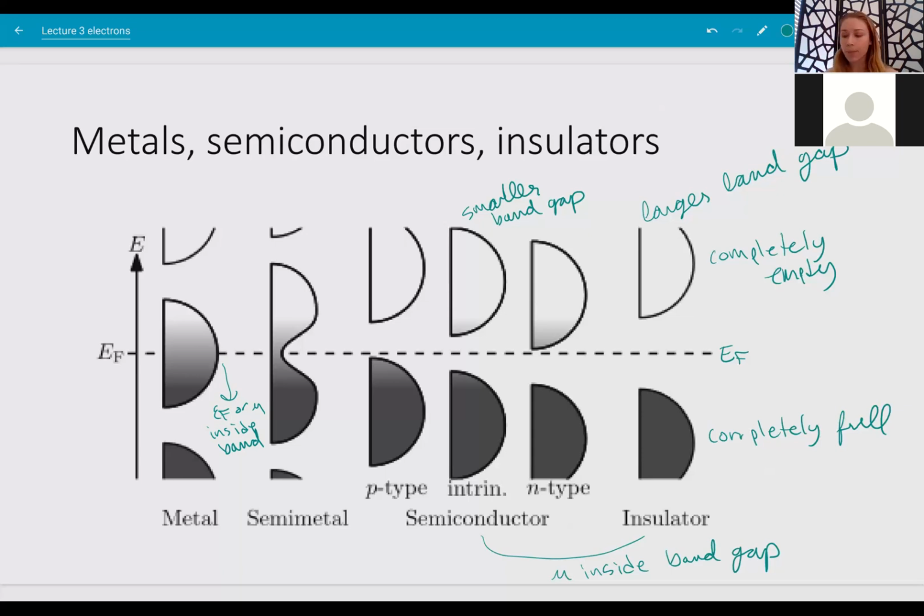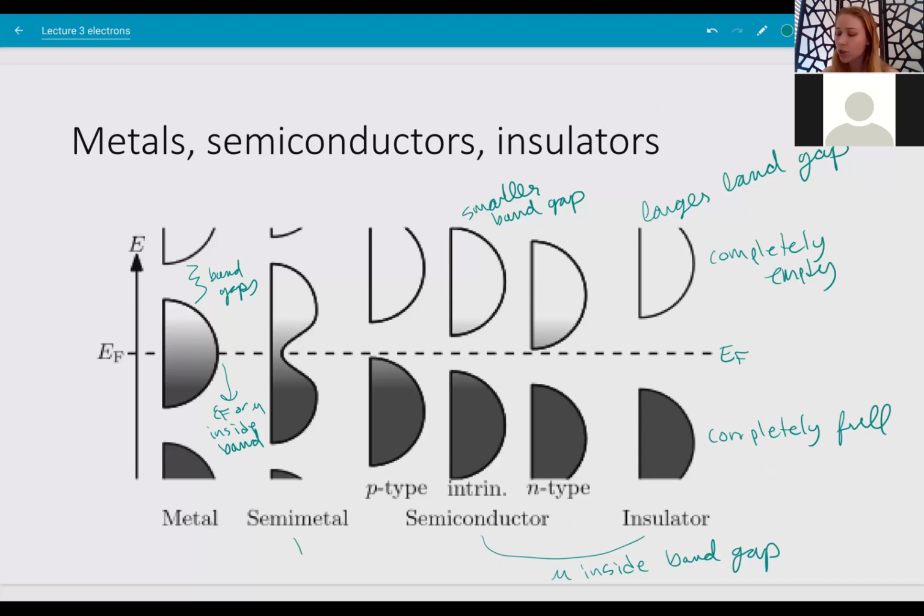It should be noted that in a metal, as this drawing indicates, there are band gaps present. However, those band gaps are not relevant to low energy excitations near the Fermi energy because they're located well away from the Fermi energy.